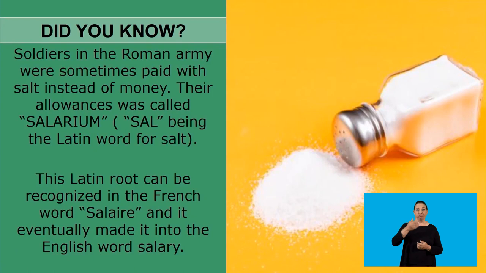For today's lesson, we'll be focusing on the topic human resources function, specifically on salary determinations and fringe benefits. It says here, soldiers in the Roman army were sometimes paid with salt instead of money. Their allowance was called salarium, from sal, the Latin word for salt. This Latin root can be recognized in the French word salaire, and it eventually made it into the English word salary.